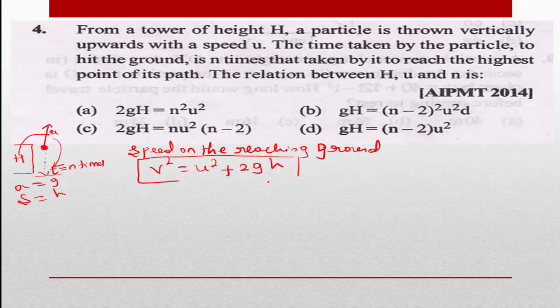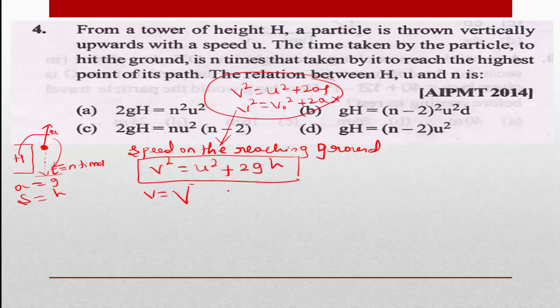You get this formula. You know the actual formula: v square is equal to u square plus 2as, or v square is equal to v naught square plus 2ax. This is the standard kinematic equation. But when we rearrange this equation for the body moving vertically downwards, we get v square is equal to u square plus 2gh, or v is equal to root of u square plus 2gh.